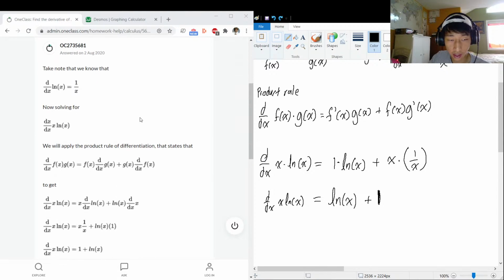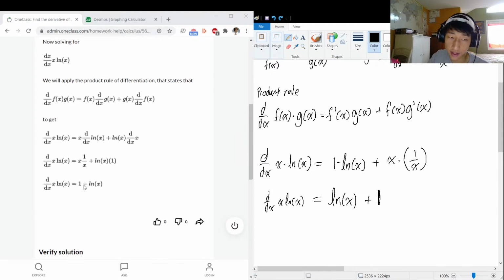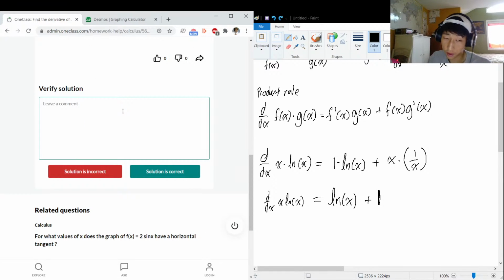Okay, and here in the answers, they had the product rule, and they came to the same conclusion, but in a different order, but it's the same thing. So the above solution is good. That is great. Cool. So let's submit that.